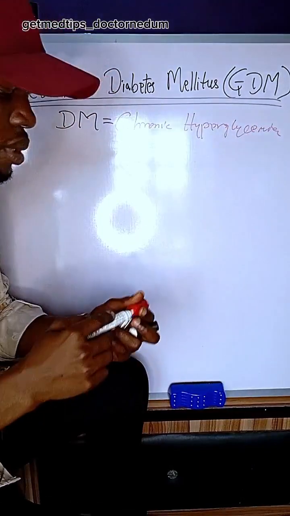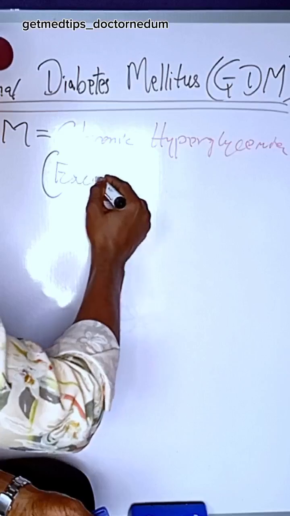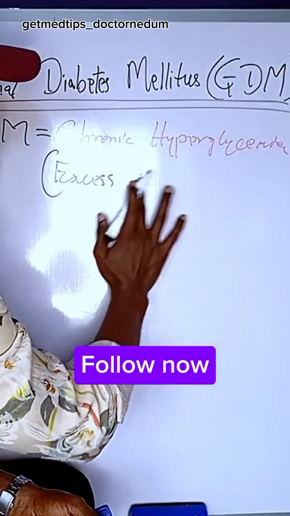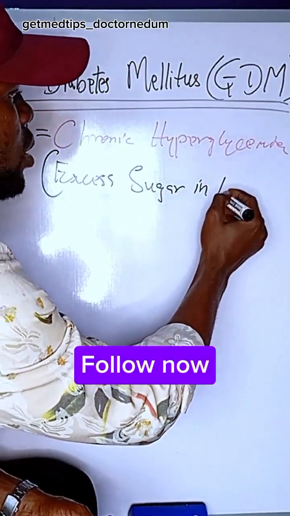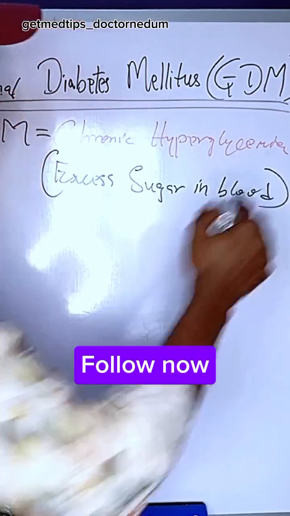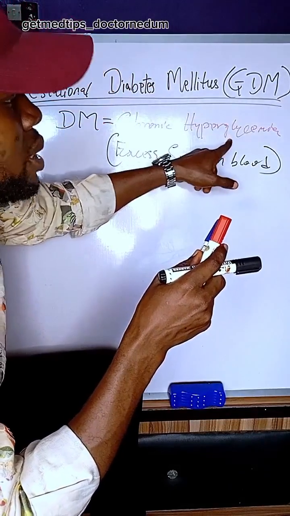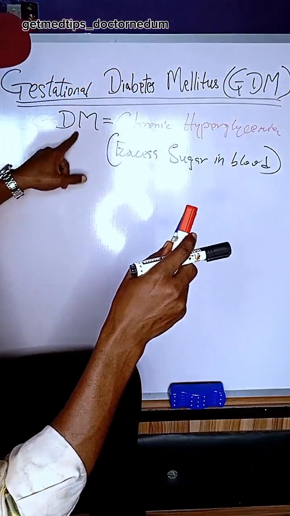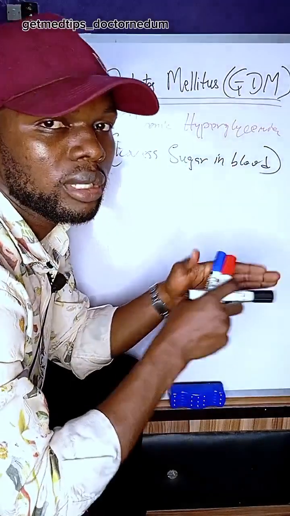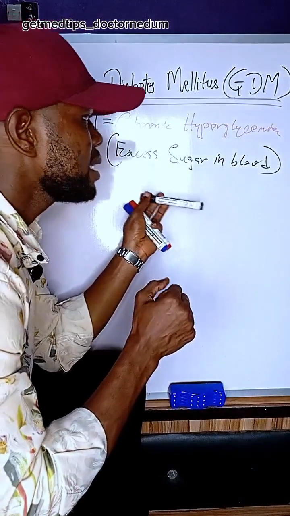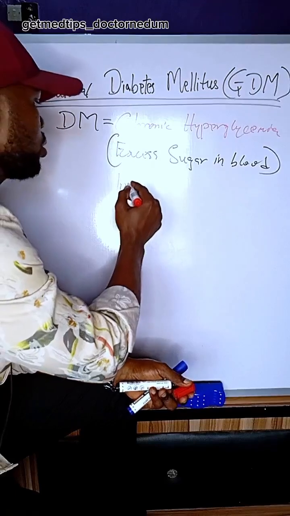Okay, now what is hyperglycemia? Hyperglycemia means there is excess sugar in the blood. So when somebody has excess sugar in his blood, that is hyperglycemia. So in diabetes mellitus, there is chronic hyperglycemia. That's hyperglycemia that has been for a long time. Okay, now this is as a result of either insulin deficiency or insensitivity.